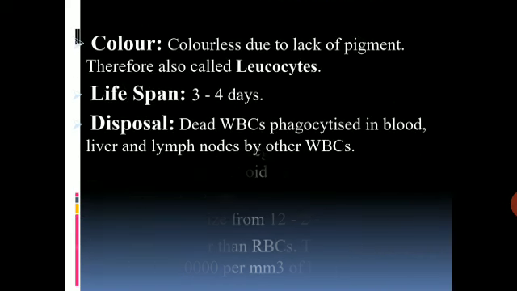So let's move ahead. Here we'll talk about the color. As I have already told you, it doesn't contain any pigment. Like in RBC, hemoglobin was present, but here no pigment is present, and due to the lack of pigment, they are colorless and hence called leukocytes. Their lifespan is also short, around 3 to 4 days. And dead WBCs also get phagocytized in blood, liver and lymph node by the other WBCs themselves. So that's all about WBCs.